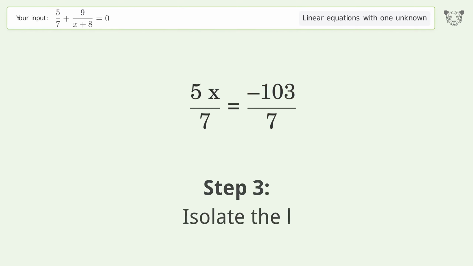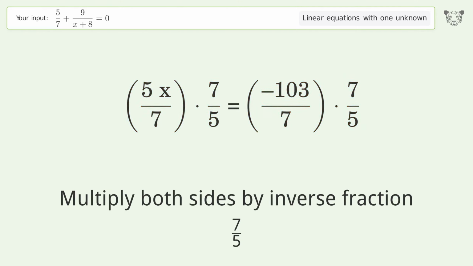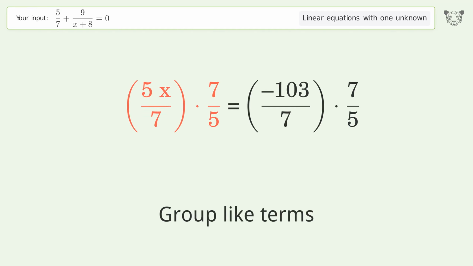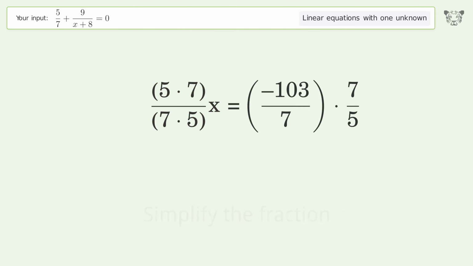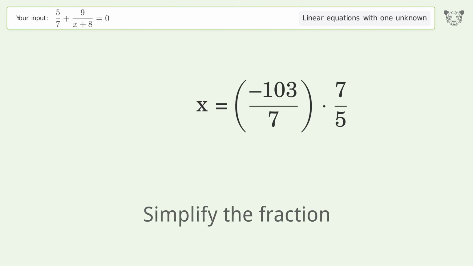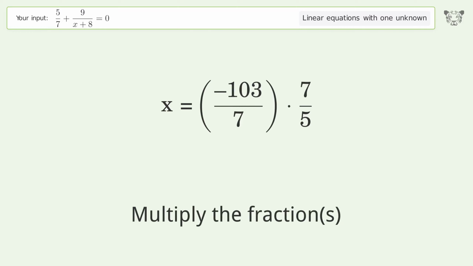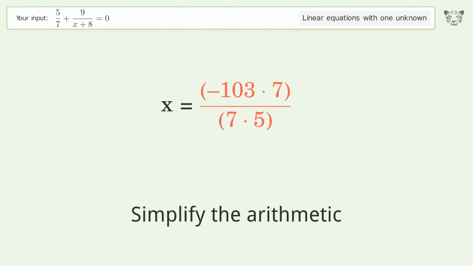Isolate the L. Multiply both sides by the inverse fraction 7/5. Group like terms. Multiply the coefficients. Simplify the fraction. Multiply the fractions. Simplify the arithmetic.